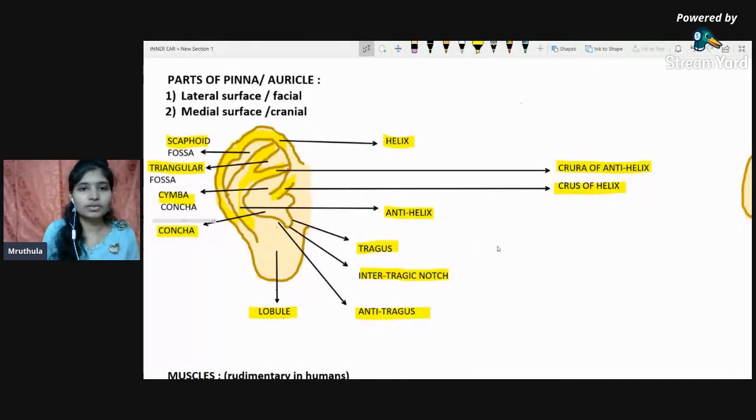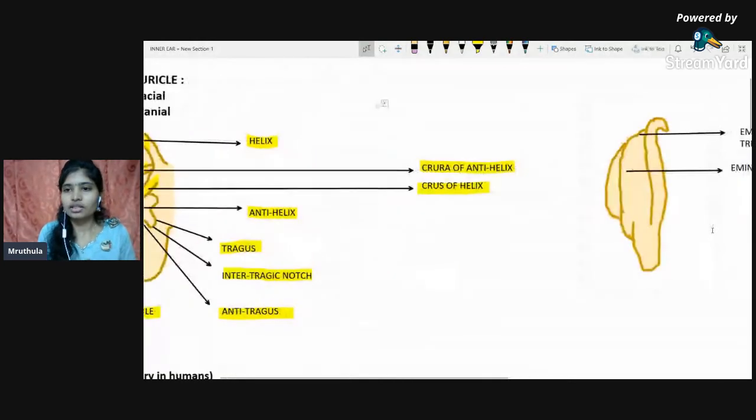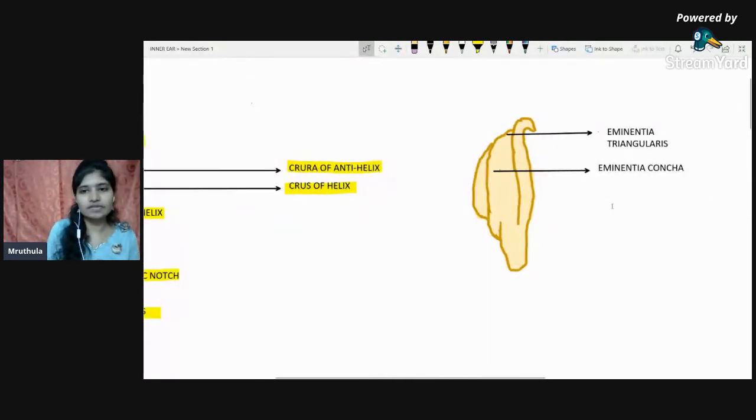So that's about the parts of the lateral surface. Now let us see the parts of the cranial surface or the medial surface. The parts are very simple here. We don't have so many parts as we saw on the lateral aspect. You have only two parts here, eminentia triangularis and eminentia conchae.